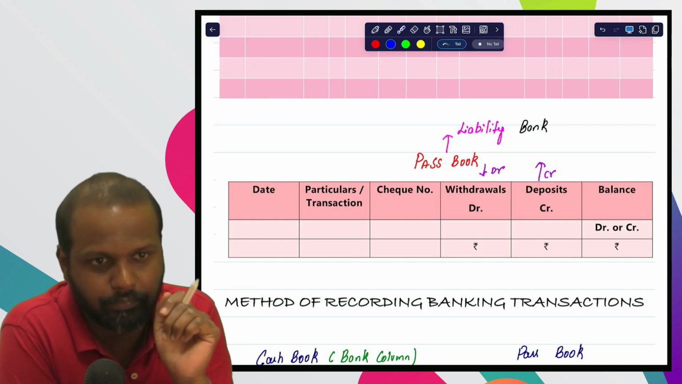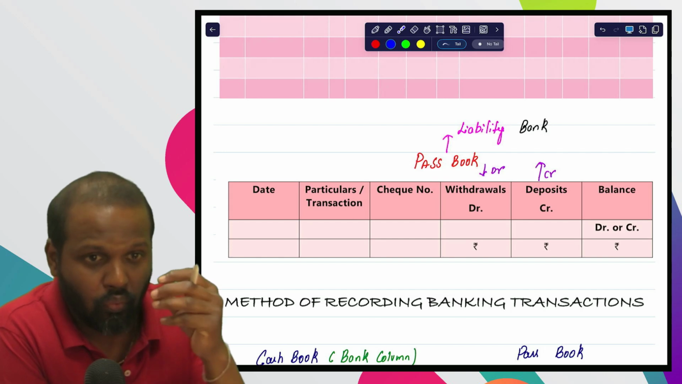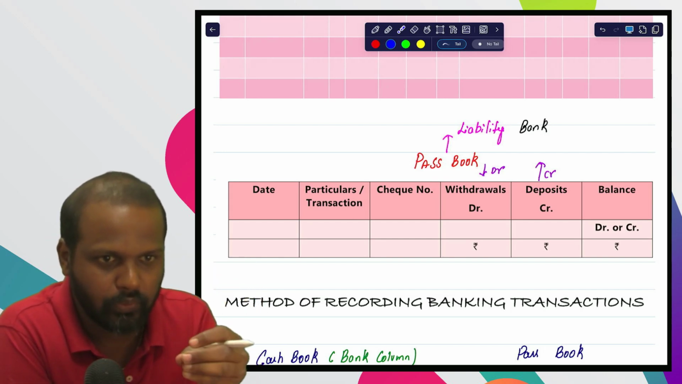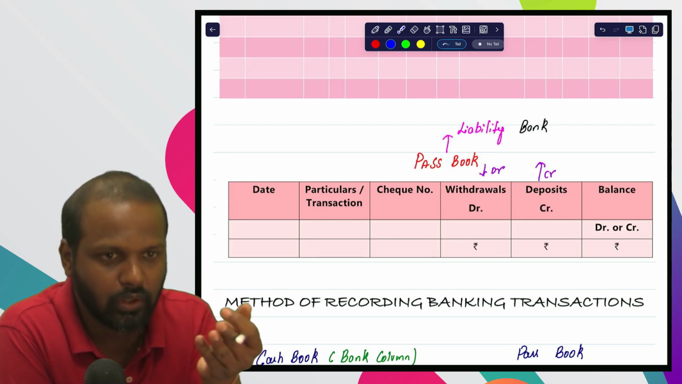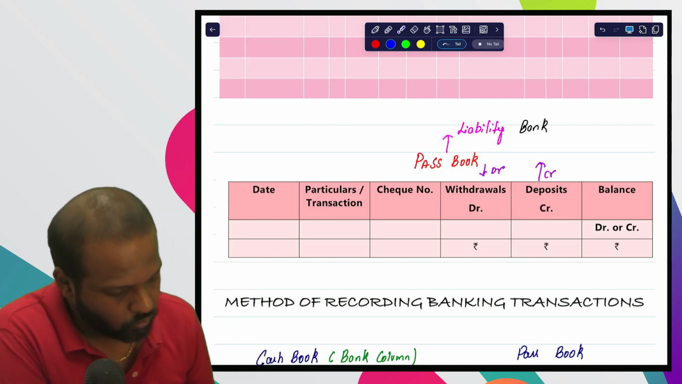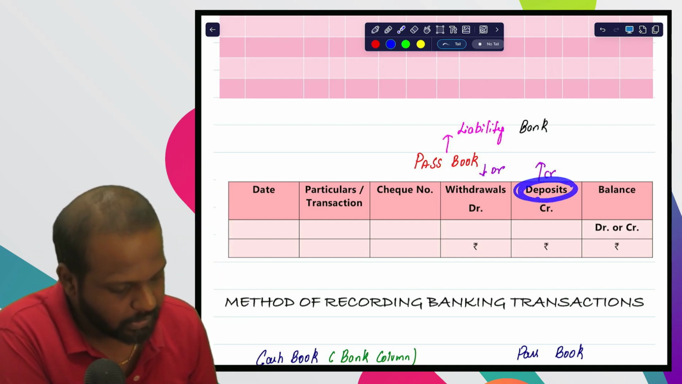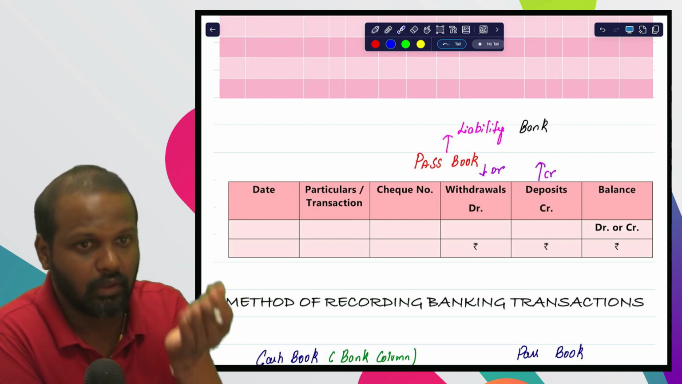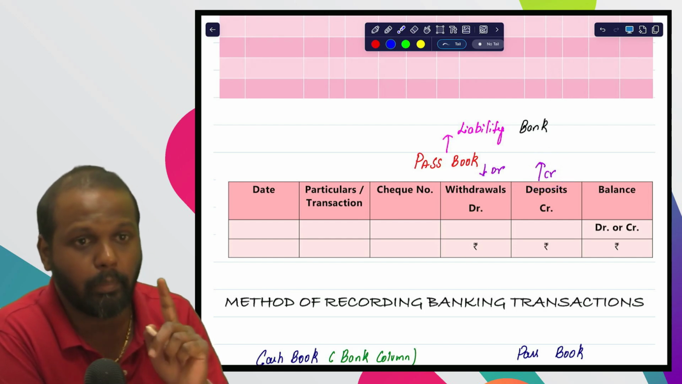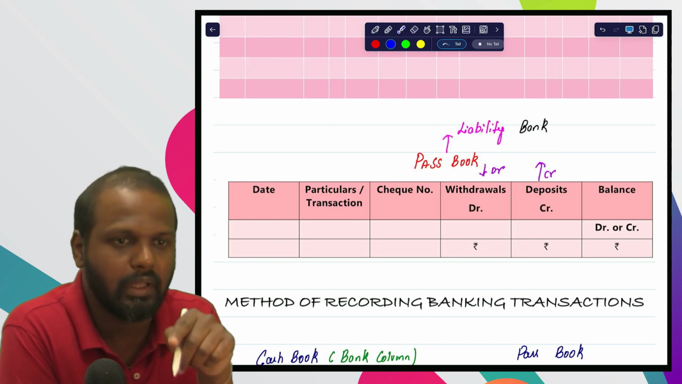Now listen. Whenever you deposit more and more money into the bank account, what will happen? The bank balance increases. If the bank balance increases, for the bank the liability is increasing, and when liability increases, what do we do? Credit.